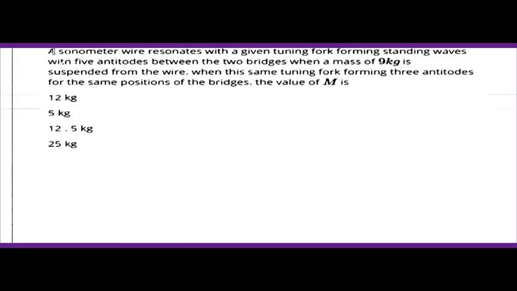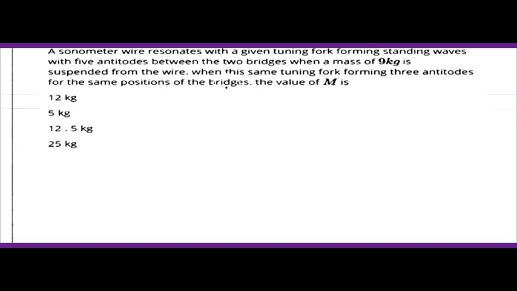The given question is: a sonometer wire resonates with a given tuning fork, forming standing waves with 5 antinodes between the two bridges when a mass of 9 kg is suspended from the wire. When this same tuning fork forms 3 antinodes at the same positions of the bridges, the value of M is? These are the given options: 12.5, 12, 5, and 25 kg.